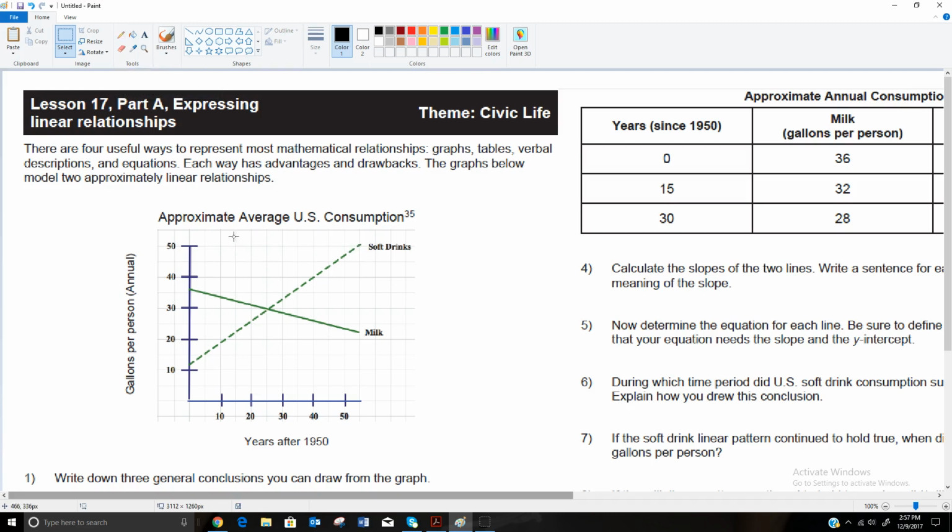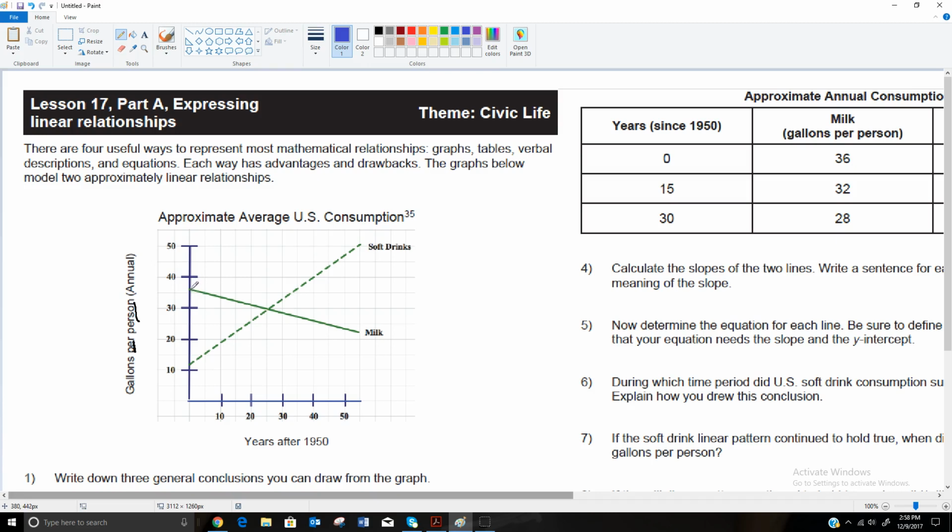So if we look at this, we can see that we have 2 different lines that are being used. We have a dotted line that is for the soft drinks, and then we have a solid line that's for the milk. Over here, it tells us that this is in gallons, and it says it's the approximate average U.S. consumption, and over here it says per person. So this is how much each person on average in the U.S. consumed. So for instance, if we pick right here, this looks like it's a little bit above 35, about 36.